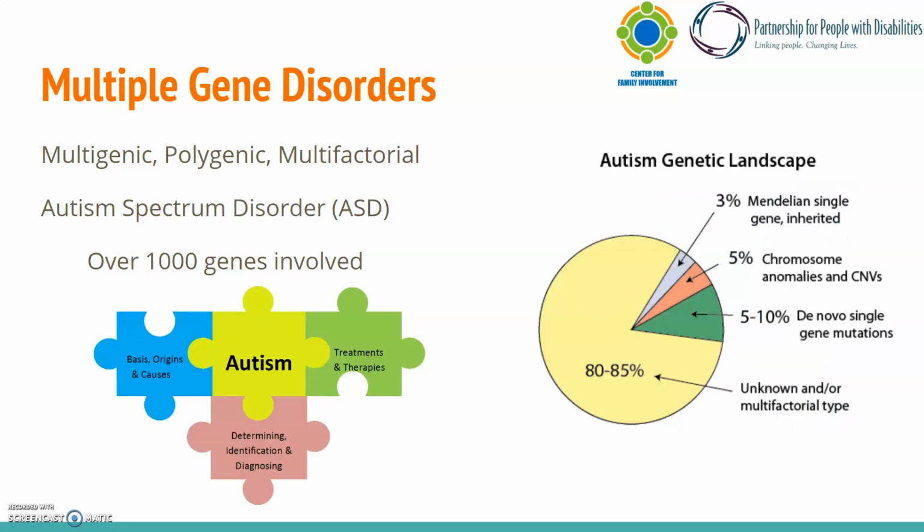For disorders that are caused by multiple genes, you might hear these referred to as multigenic, polygenic, or even multifactorial disorders. We will be looking at autism spectrum disorder, or ASD. Autism is a fairly well-known disorder, especially as doctors have gotten much better at diagnosing it throughout the past couple of decades. If we were to try and point to one specific cause of autism, what would we find?